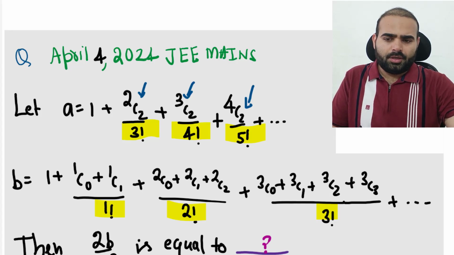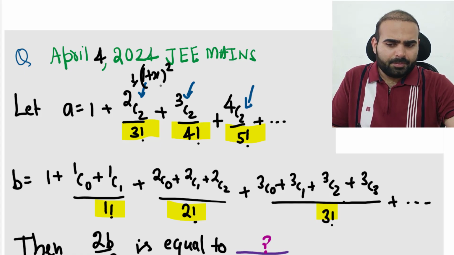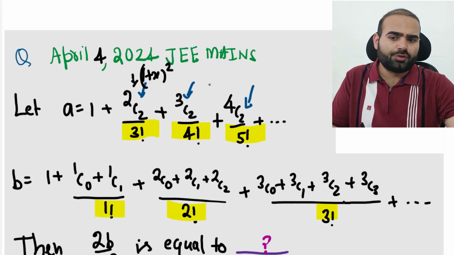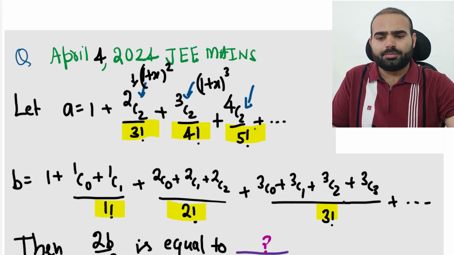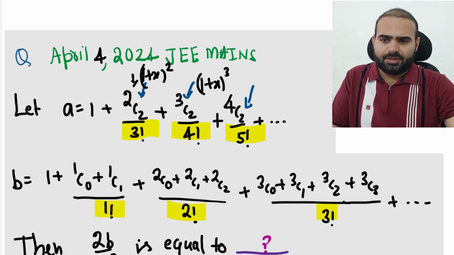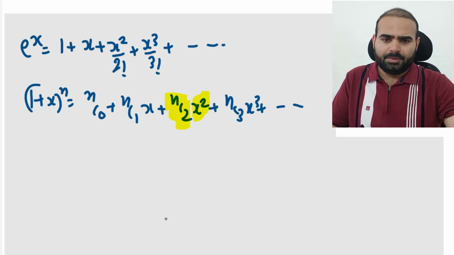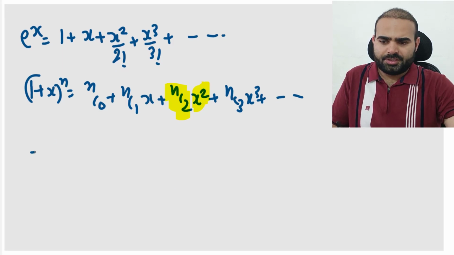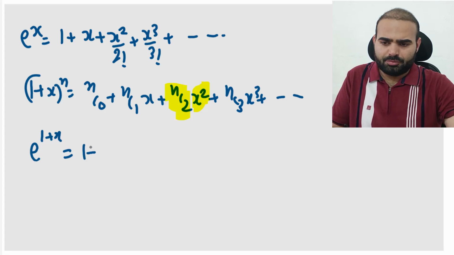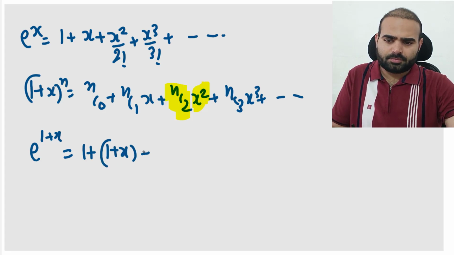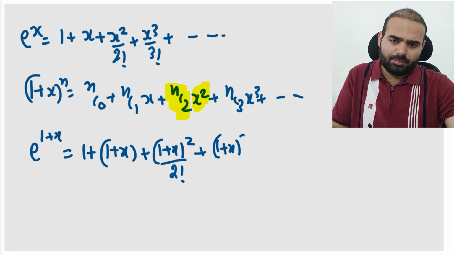One more thing: this is the coefficient of x square in the expansion of (1 plus x) whole square, and this is the coefficient of x square in the expansion of (1 plus x) whole cube, right? So power 3 is there with 4 factorial, power 2 is there with 3 factorial. That means our e, let me convert in the form of binomial. If I expand, it will come out to be 1 plus (1 plus x) plus (1 plus x) whole square upon 2 factorial plus (1 plus x) whole cube upon 3 factorial.